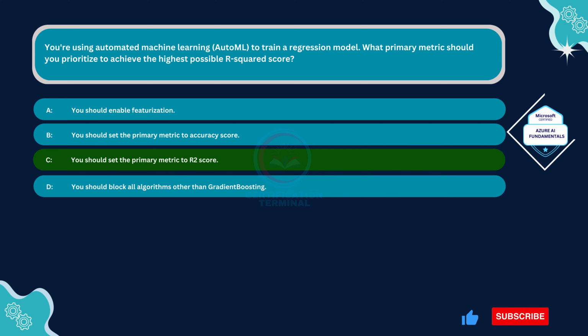Setting the primary metric to R-square score allows the automated machine learning algorithm to prioritize models that achieve the highest R2 score, thereby optimizing the model for predictive accuracy in the regression context.